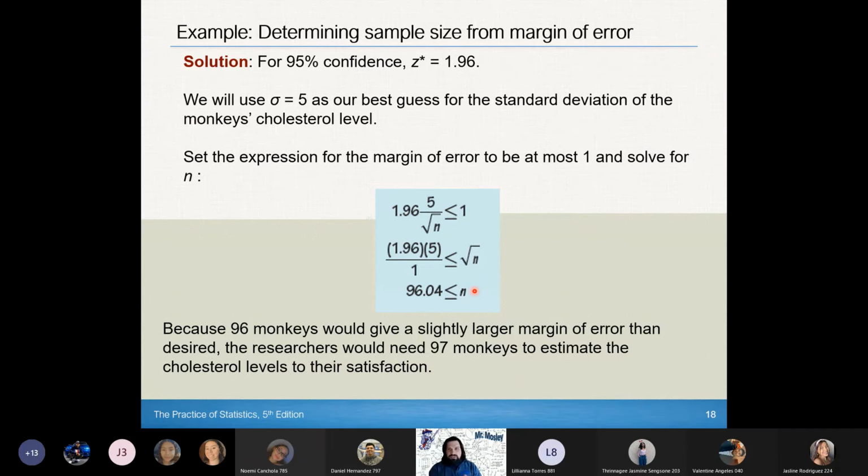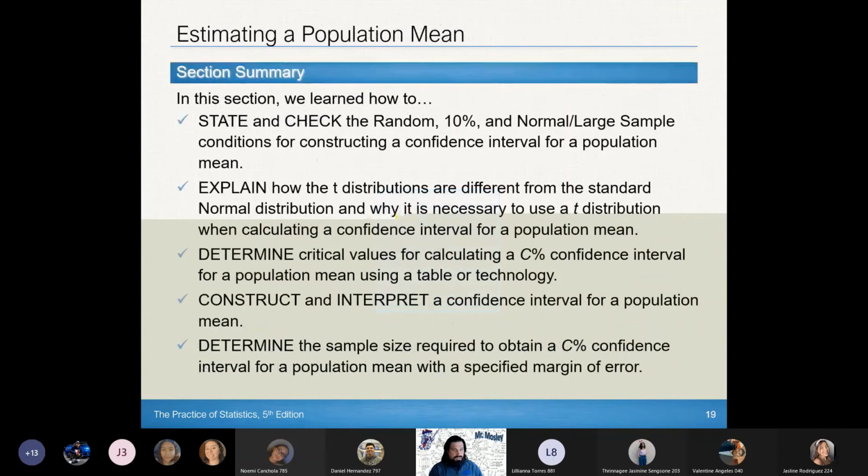Is there anything I can clarify about this problem? Okie dokie. That's the end of the presentation.